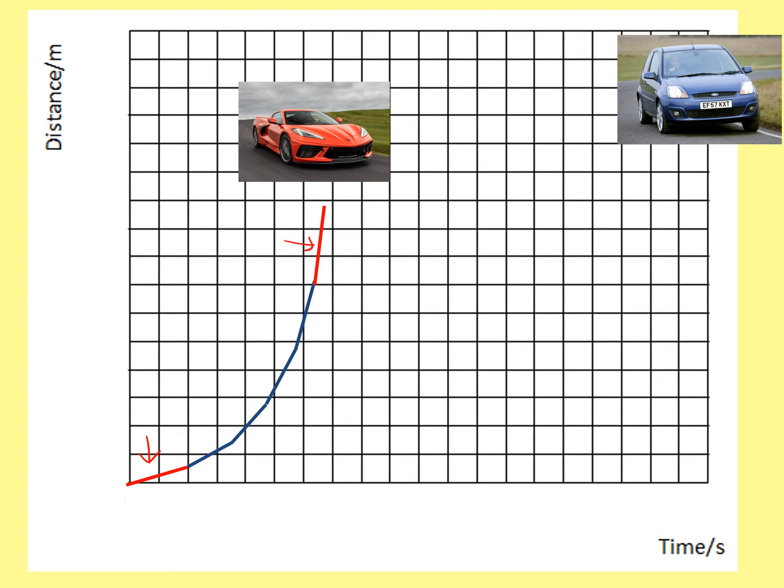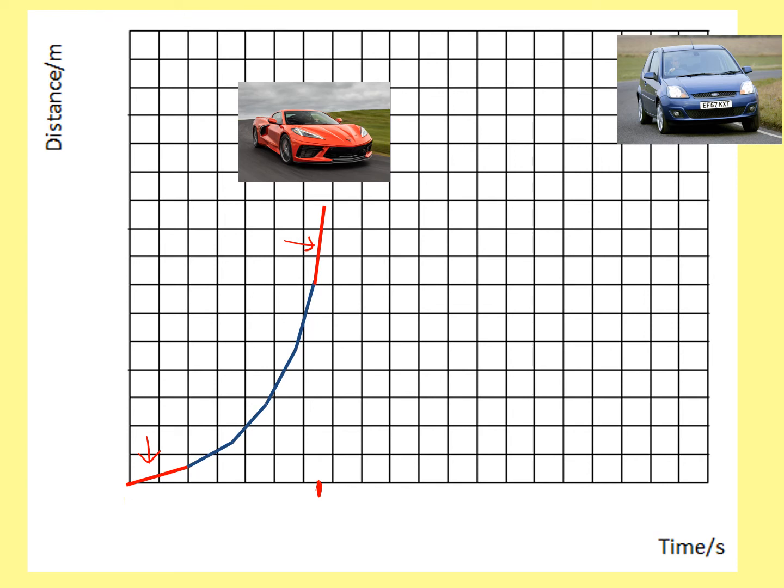Now, this is the change in velocity, the change in speed. So down here we're going at a slow speed, and up here we're going quite fast. And down here on the time axis, this would tell me how long it takes for the car to go from the low speed to the high speed.